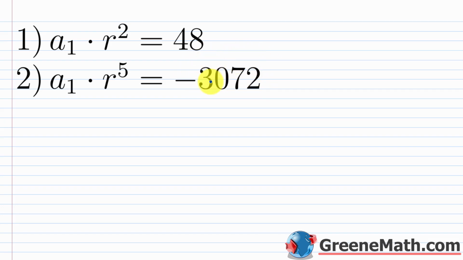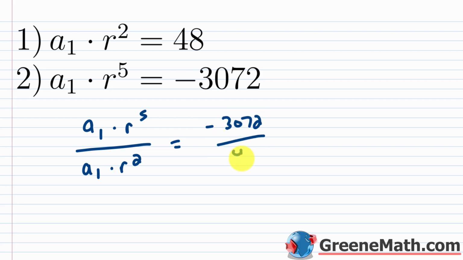What I would do here is divide equation 2 by equation 1. That's perfectly legal as long as a sub 1 is not 0 and r is not 0, because you would be dividing by 0 and that's undefined if either one of those was 0, but that's not going to be the case here. So this is perfectly legal to do. So let's go a sub 1 times r to the 5th power divided by a sub 1 times r squared. And this equals negative 3072 divided by 48.